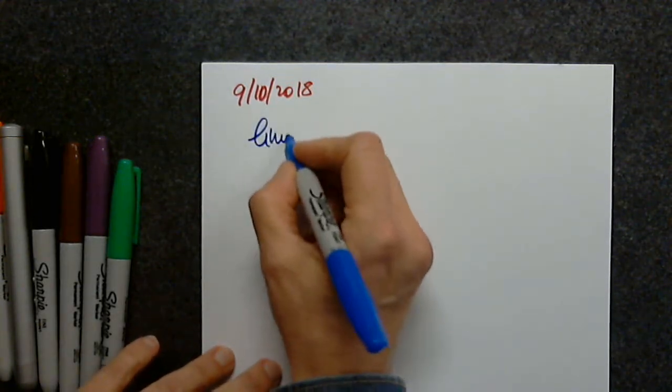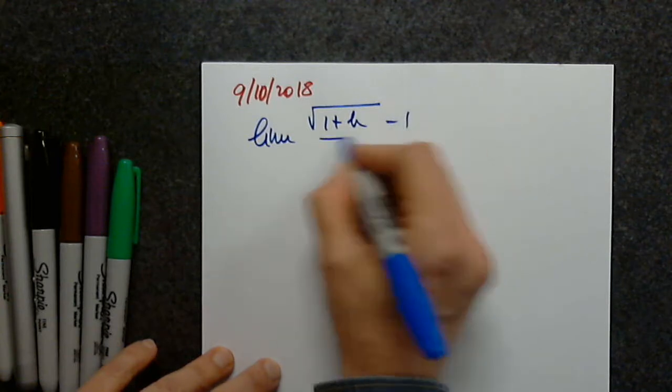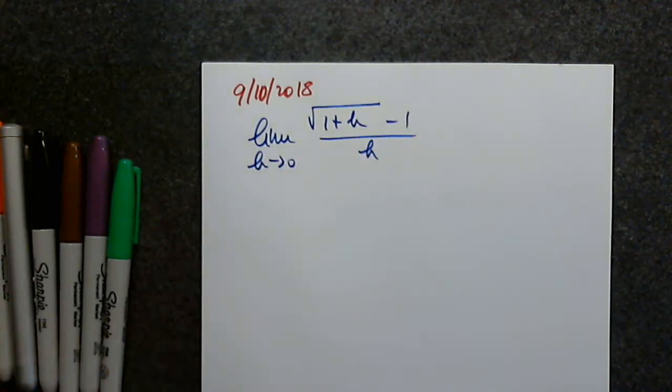Okay, what am I doing? Number 6. Really? Okay, let's do number 6. I thought that one was good enough. So we have the limit of the square root of 1 plus h, minus 1, divided by h, as h approaches 0.